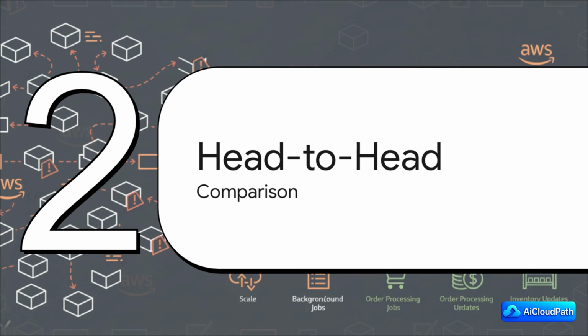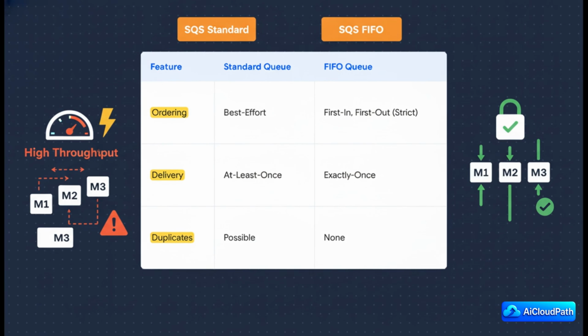Okay, we've met the players, now let's put them side by side, head to head. This is where the differences really pop, and you can see exactly which queue is built for which job. So let's just walk through this. Ordering. Standard is best effort, while FIFO is super strict, first in, first out. Delivery. Standard guarantees at least once, which opens the door for duplicates. FIFO, on the other hand, guarantees exactly once, so no duplicates. Here's the bottom line. Standard prioritizes raw, almost unlimited throughput. FIFO prioritizes correctness and predictability. It's still incredibly fast, but its main goal is getting it right.